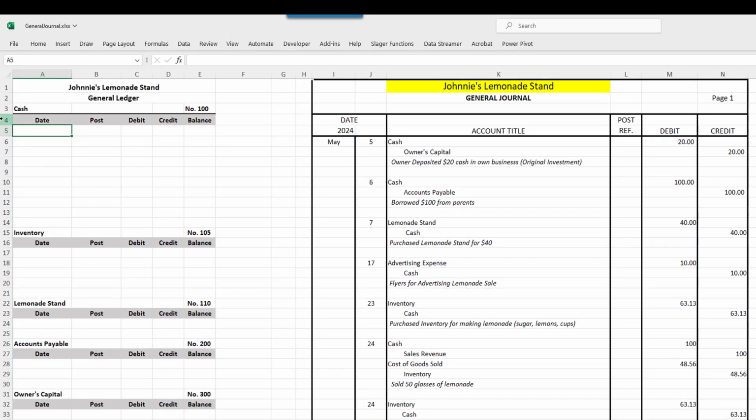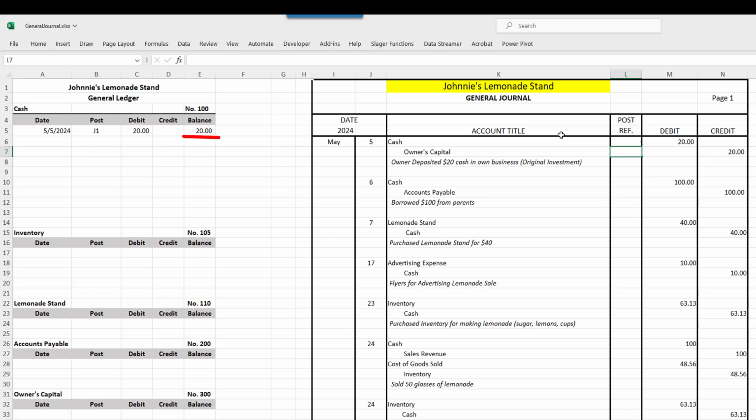In the general ledger cash account, I will enter the date of the transaction from the general journal. In the post column, I will enter J1. The J1 means that the transaction was from the general journal, page 1. I will enter 20 in the debit column. I have formatted the Excel cells to automatically add decimal positions. I will also enter 20 in the balance column.